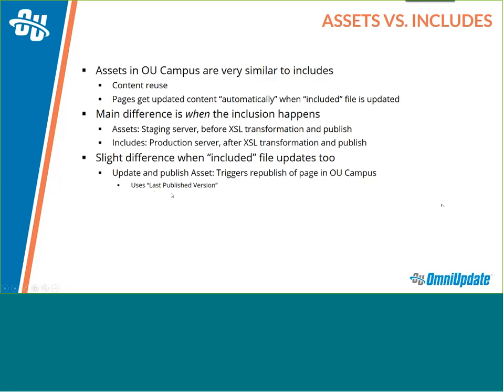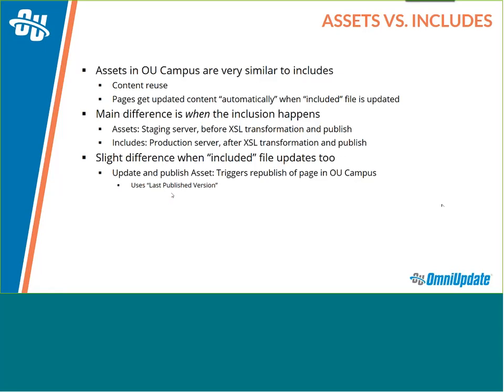A quick little note, when you update an asset and it causes a republish to occur, one thing that some of you all might not know, it kind of flies under the radar a bit, but it uses a system in OU Campus called the last published version. So it just essentially publishes out the exact same content that's already live, but it just causes it to refetch the asset data and doesn't touch anything else.